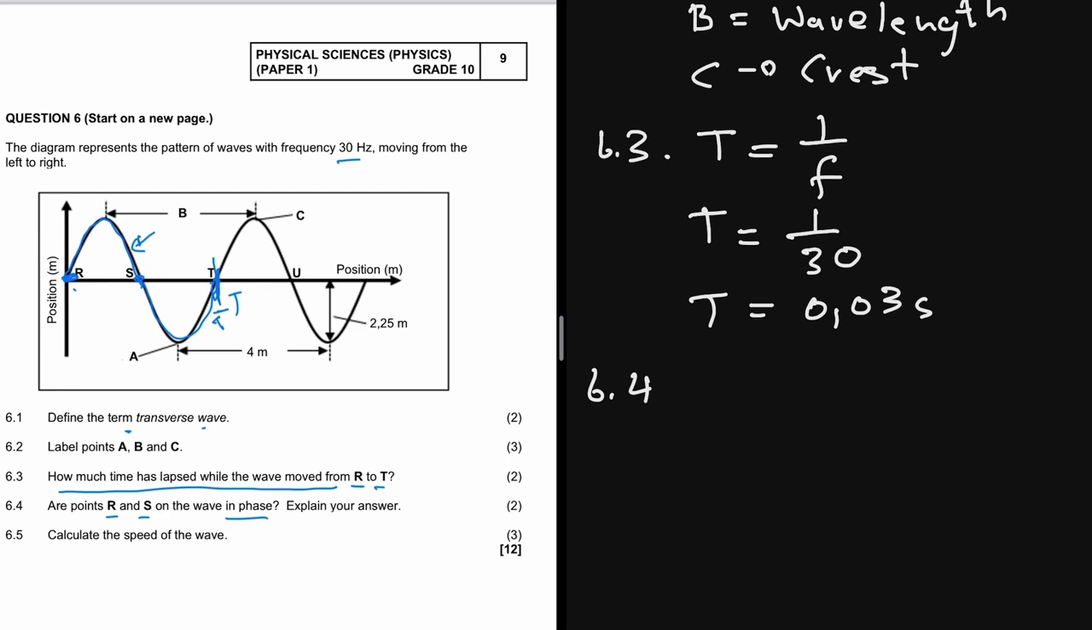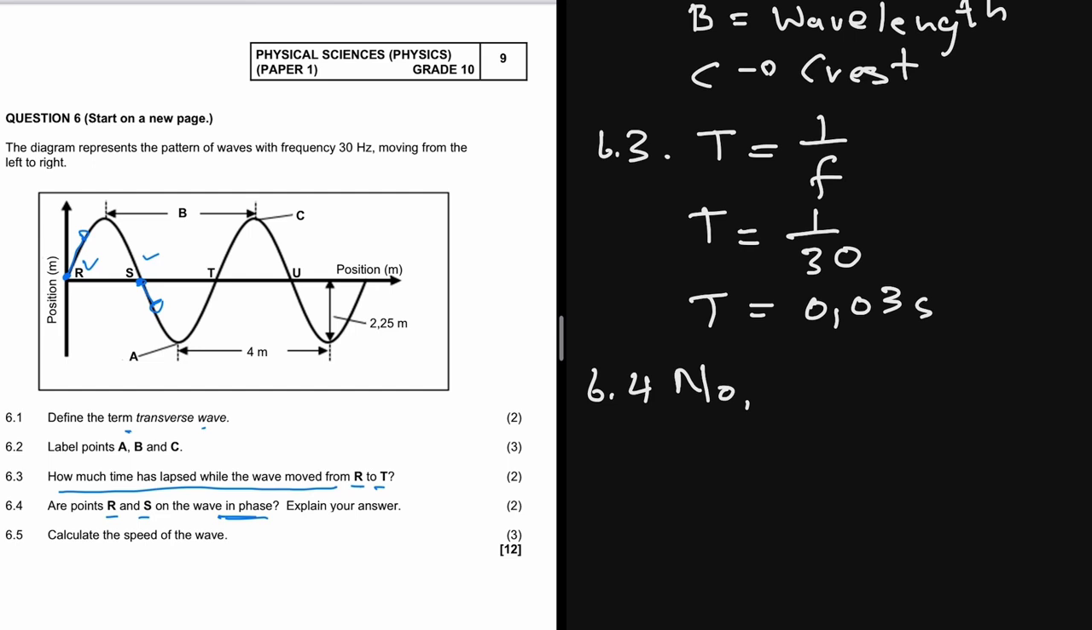If we look at the point R here, it is going to go up as the wave is going to the right. But if you look at the point S, it is going to go down. So points R and S are out of phase. They are not in phase. So we are going to say, no, they are not in phase. Why are they not in phase? It's because they have different directions.